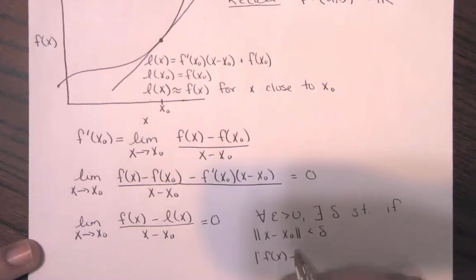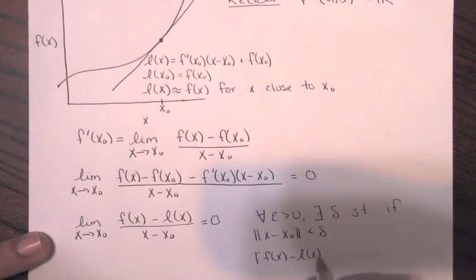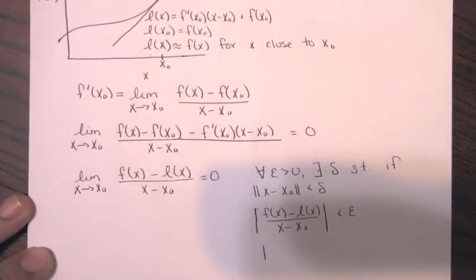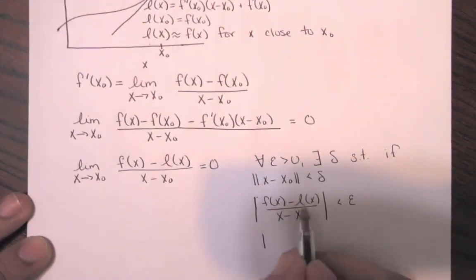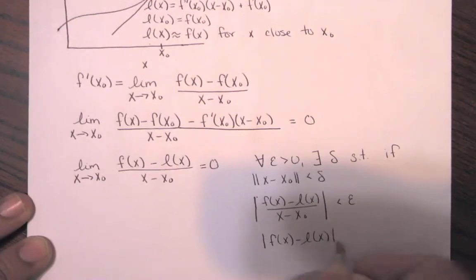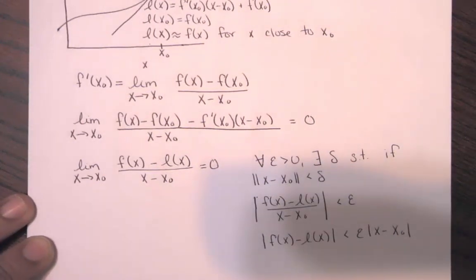the absolute value of f of x minus L of x divided by x minus x naught is less than epsilon. Or put another way, the absolute value of f of x minus L of x divided by x minus x naught is less than epsilon. Or put another way, the absolute value of f of x minus L of x is less than epsilon times the absolute value of x minus x naught.